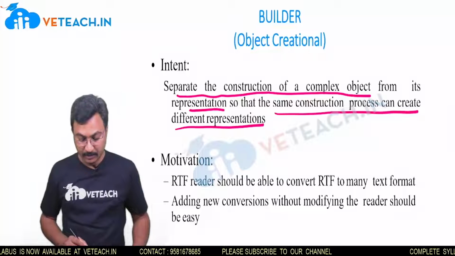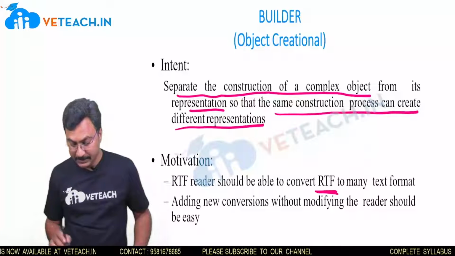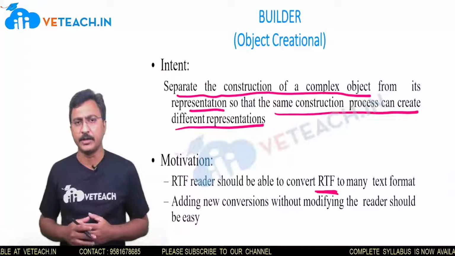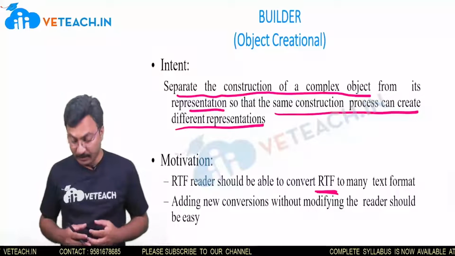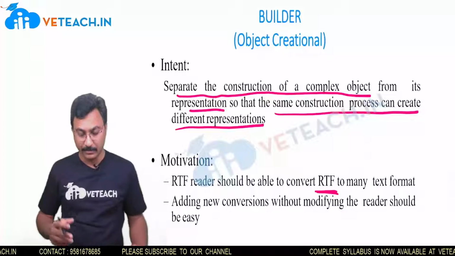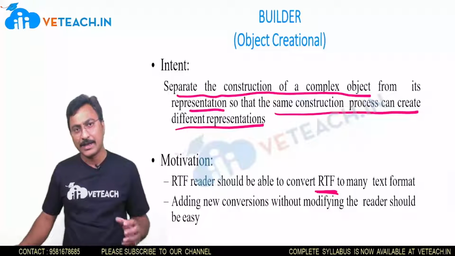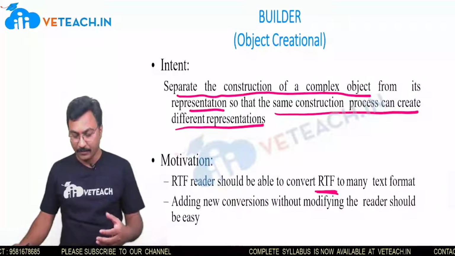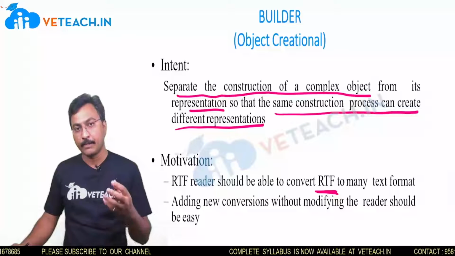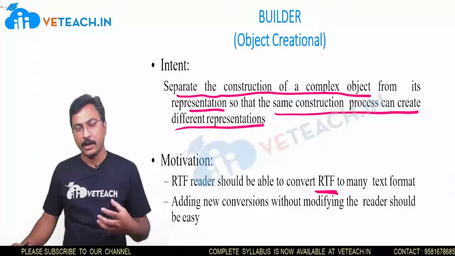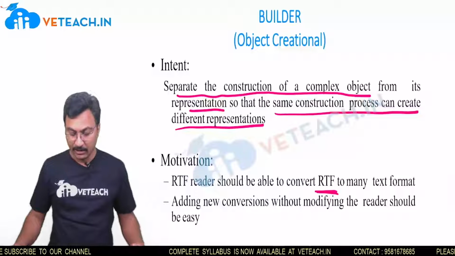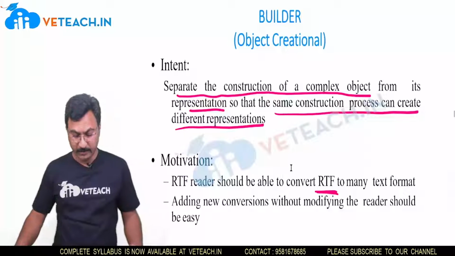What is the motivation? I'll be specifically talking about an example, RTF, rich text format, where I have different formats being used for storing text in different languages or text formats. Whatever the case is, there is an RTF reader that would like to convert RTF to many text formats. So one text is being read and converted into different formats. That's our constraint here. So how do we solve this?